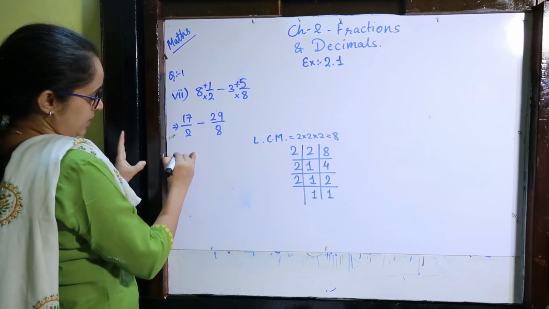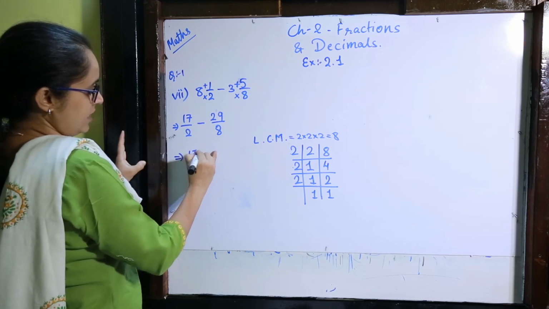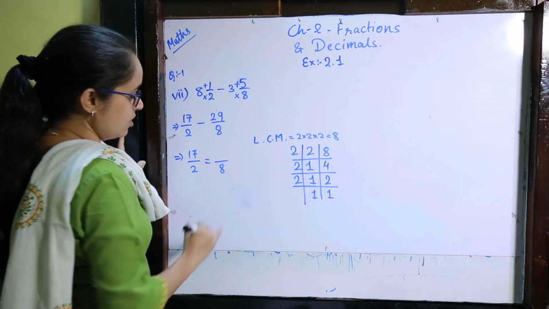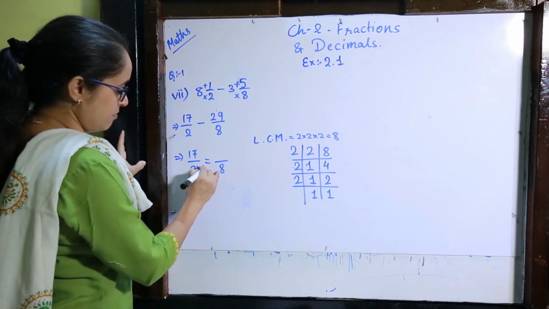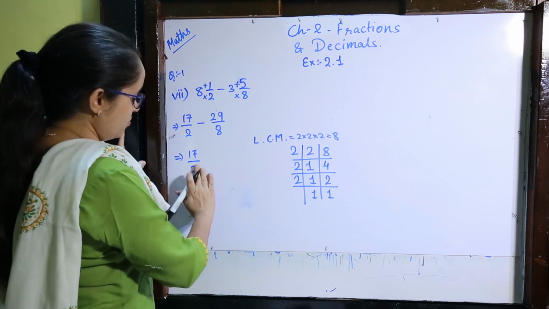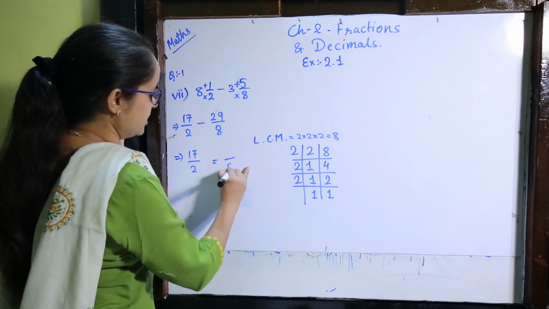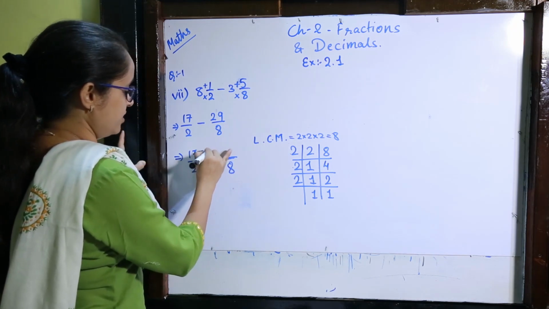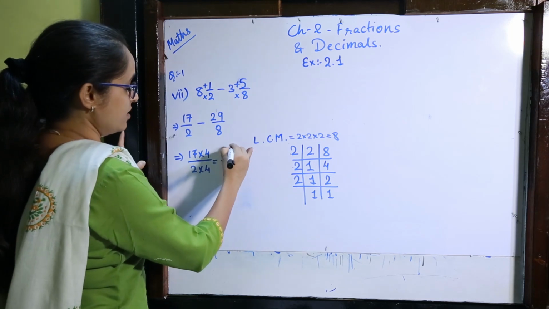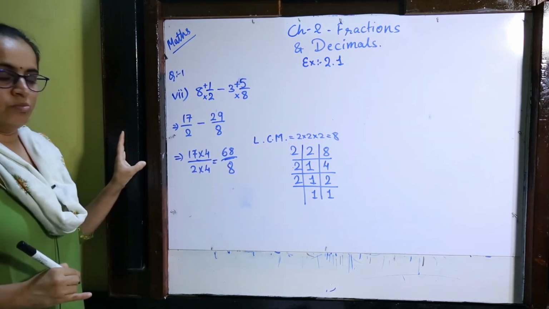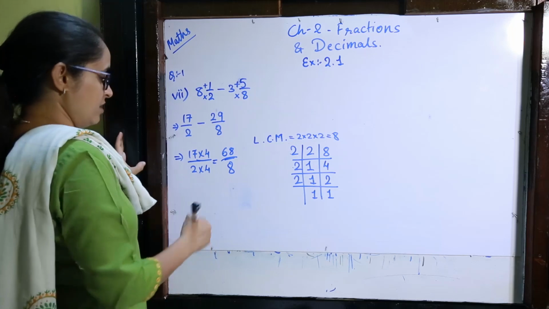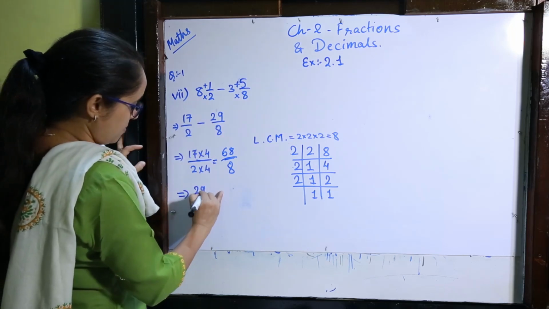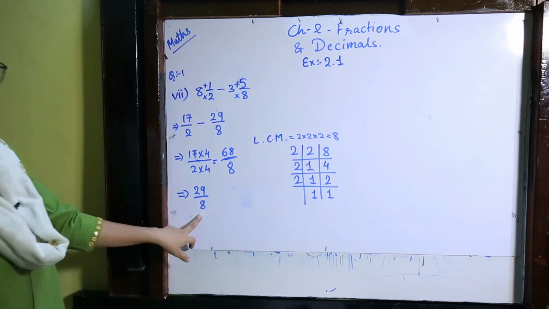So in the first one, 17 upon 2. Now you have to make the denominator 8. So to get the denominator 8, you have to multiply both the numerator and denominator by 4. So 2 4s are 8, 17 4s are 68. You must remember the table of 17. And this 29 upon 8 is as it is, because it has the denominator 8.